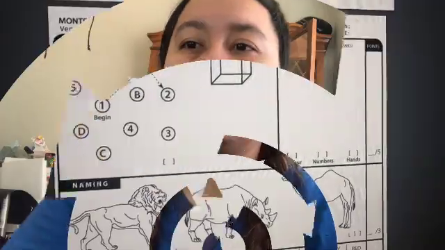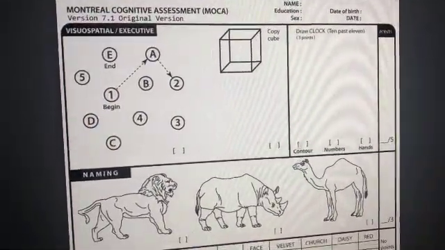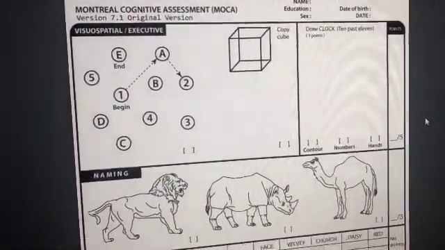I'm about to perform a mini mental exam on my patient. What this exam does is test for memory deficits, which is also a good indicator of early stage dementia. So this right here is a possible example sheet of a mini mental exam.